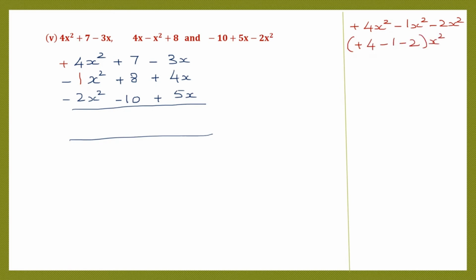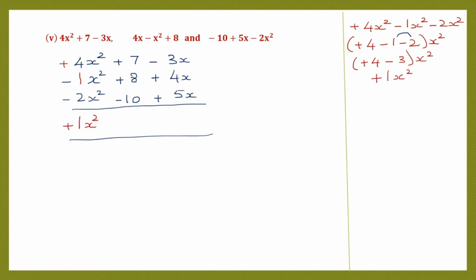Add up the numbers with the same sign. These two are the same sign. So when signs are the same, put the same sign and add. 1 plus 2 is 3x square. Here signs are different. Put the sign of the bigger number and subtract. 4 minus 3 is 1x square. So we got plus 1x square.